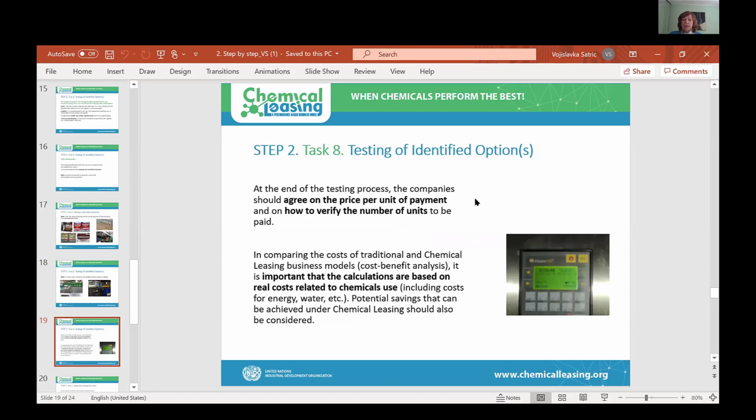But at the end of the testing process, companies should agree on the price per unit of payments, and also how to verify the number of units of payments. It is very important not to talk only about chemical price before, if it is new or if it is the same, because in the calculation you have to have in mind the included costs for energy, for water, and so on. And potential savings that can be achieved under chemical leasing should be considered. It is very important to say.